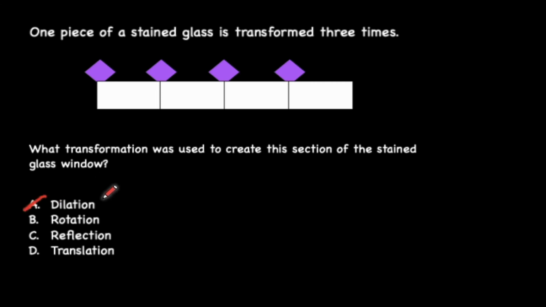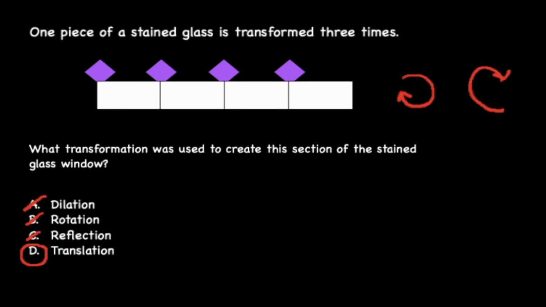Was this a rotation? No, it's not a rotation, because a rotation is something that's going around like this, or even like this, right? So it wasn't a turn. Reflection, no, reflection just shows that it would be on the opposite side. But it is a translation because it was a slide, like a movement. So the correct answer is D.